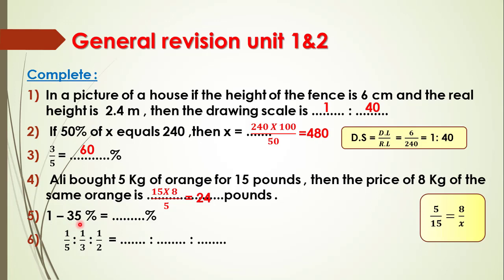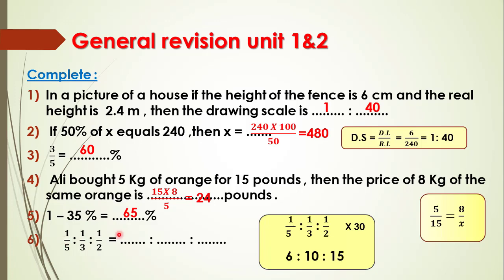Number 5, 1 minus 35%. We all know that 1 means 100%. So we have 100 minus 35, the result will be 65%. Number 6, we have a ratio among the 3 numbers. We have 3 fractions here, 1 over 5, 1 over 3, and 1 over 2. In this case, we will multiply by the lowest common multiple, which is 30. So I'll multiply each term by 30. 30 over 5 equals 6, 30 over 3 equals 10, and 30 over 2 equals 15. So this ratio equals 6 to 10 to 15.